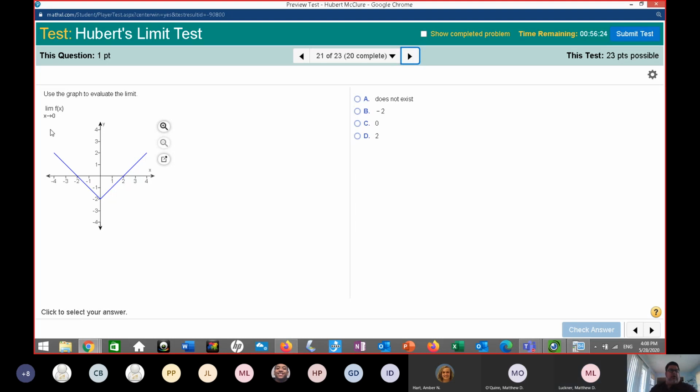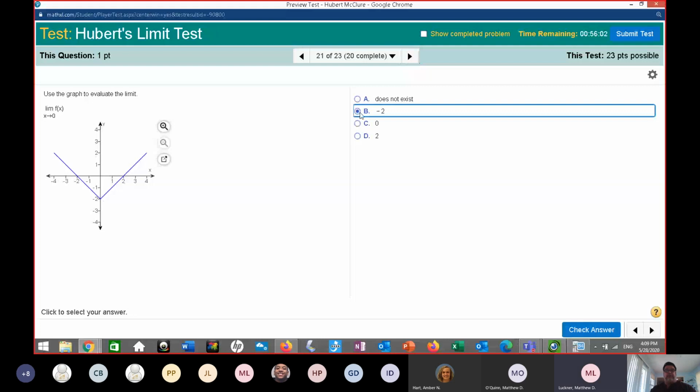All right, so we are approaching 0. So that means from the left and the right. As you approach 0 from the left and the right, what are you going to? As I approach 0 from the left and the right, what am I limiting to? -2.